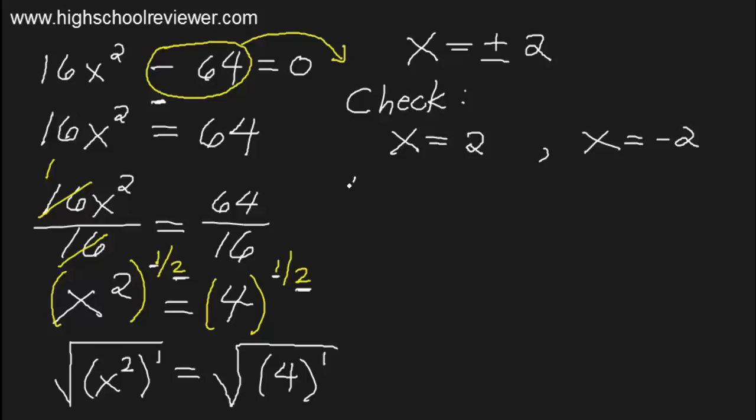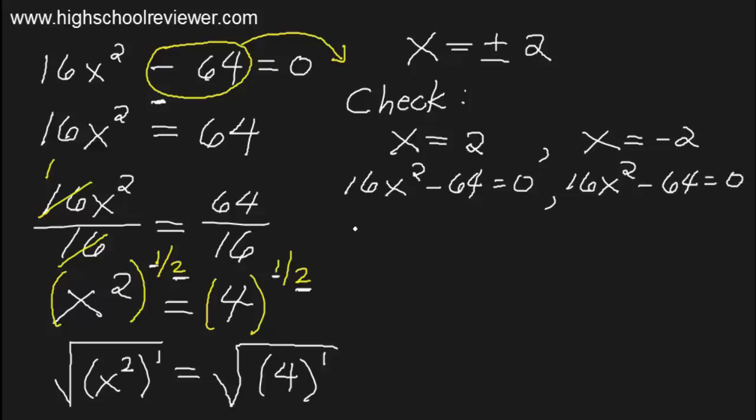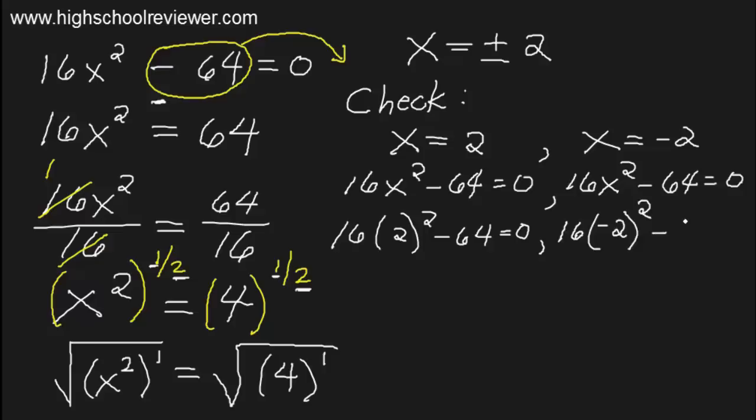Our equation is 16x squared minus 64 equals 0. We have here also 16x squared minus 64 equals 0. So our value for x is positive 2. This will be squared minus 64 equals 0. So we will also have here 16. Our value of x here is negative 2 raised to the power of 2 minus 64 equals 0.